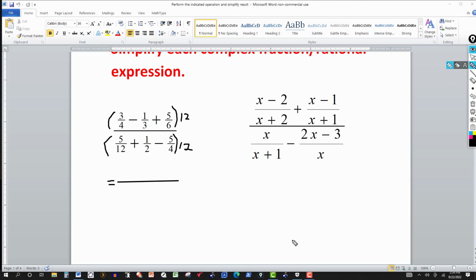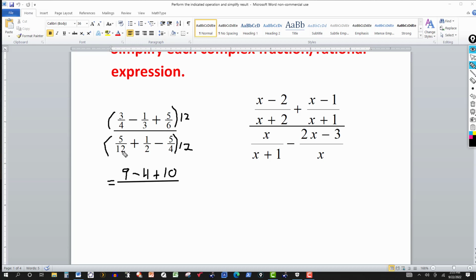So we just proceed here. Multiplying the first fraction in the numerator, 4 goes into 12, 3. 3 times 3 is 9. The next one, minus 1/3, 3 goes into 12, 4, 4 times the 1 there, so that makes minus 4 here. Then bring down the plus sign here. 6 into 12 is 2, 2 times 5 is 10.